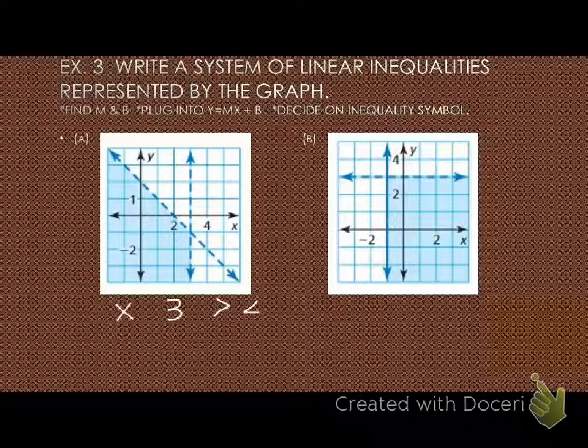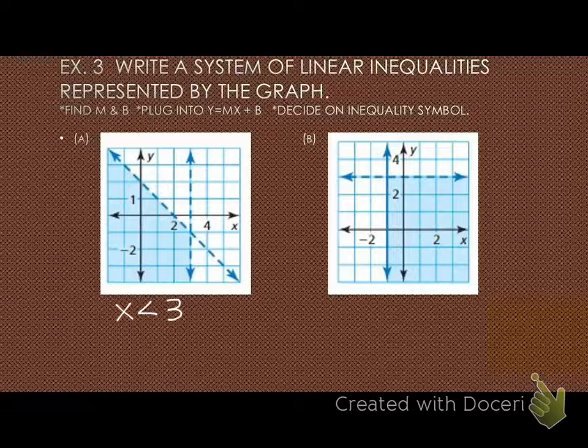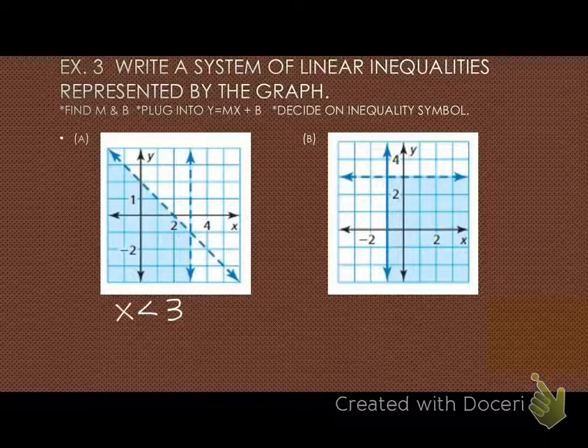So LJ, looking at the line, where is the shading? Is the shading to the left or to the right? To the left. So does that mean all my x values are less than 3 or greater than 3? Less than. So my symbol for the first inequality is less than. So x is less than 3. I've got the first inequality written.